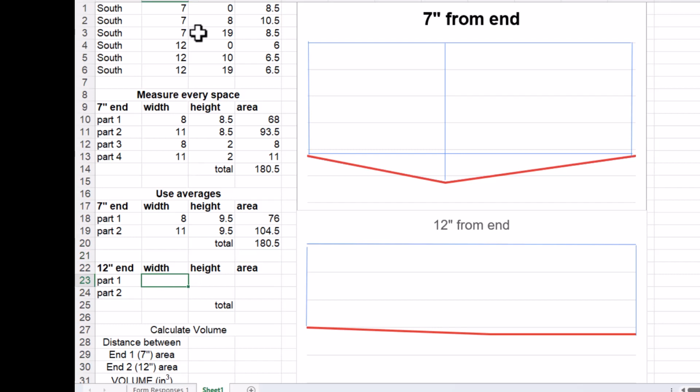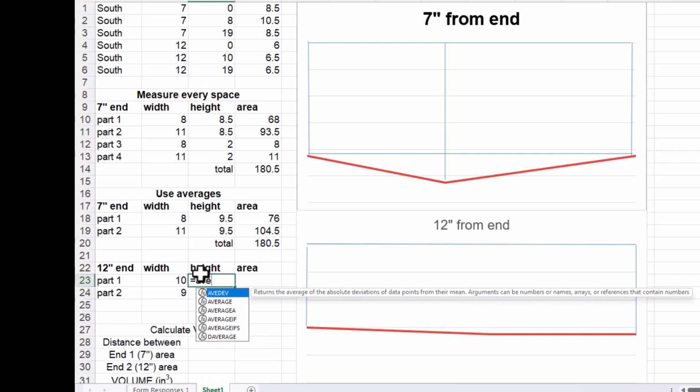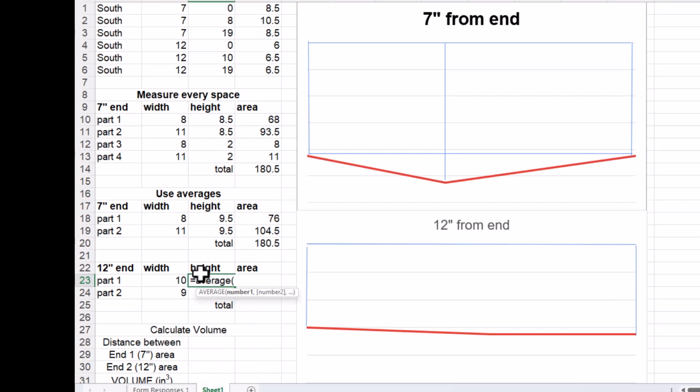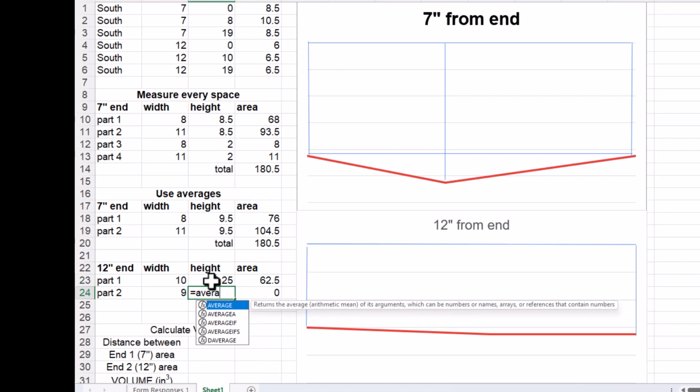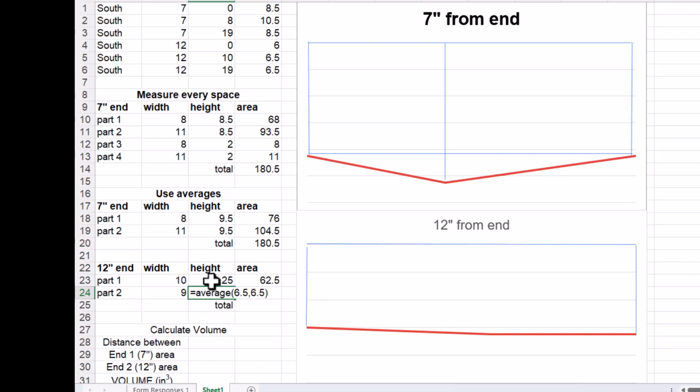We can do the same thing for our 12 inches. This one we're measuring from 0 to 10, so the width is 10 for the first one, 10 to 19 for the second one is 9 inches. Our height equals an average of 6 and 6.5 for the first one. And we can still use this same average, although we wouldn't need to because the values are the same, 6.5, 6.5. They're going to average to 6.5. And we can do a quick sum here.